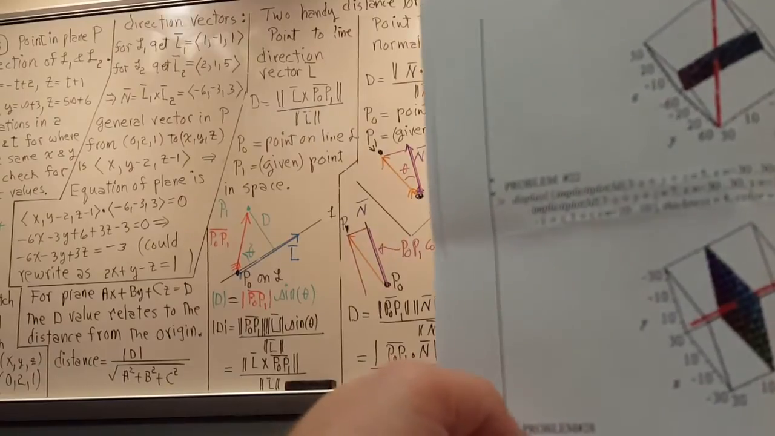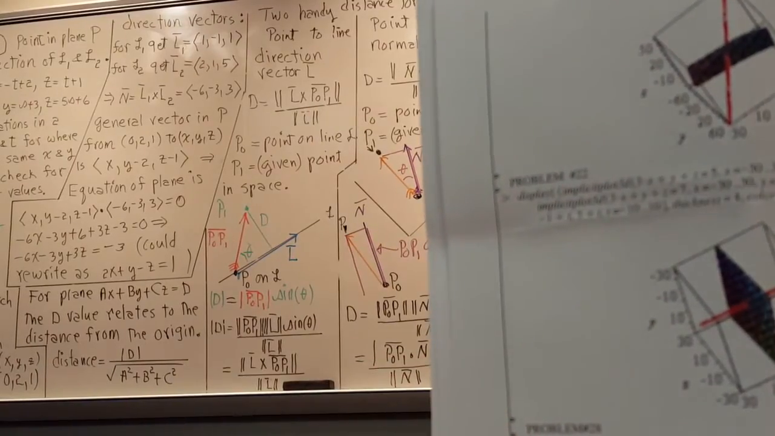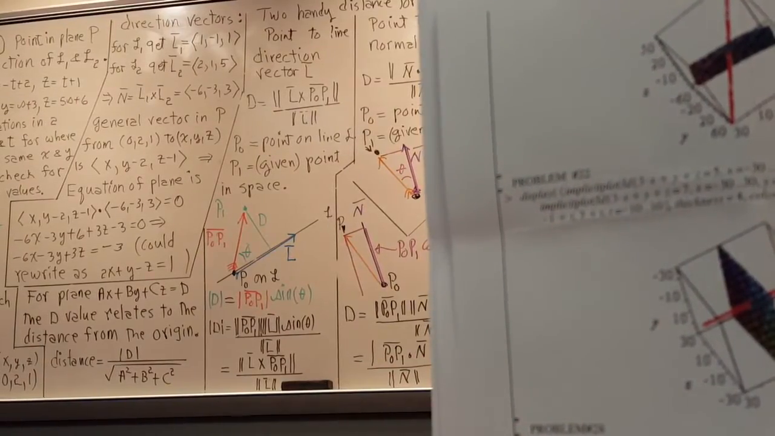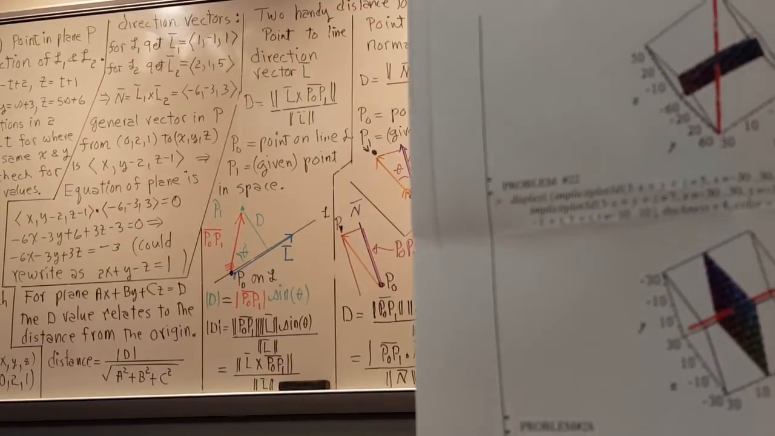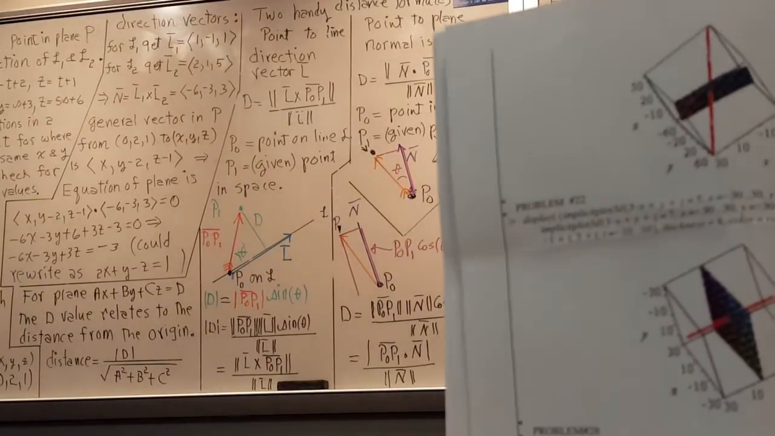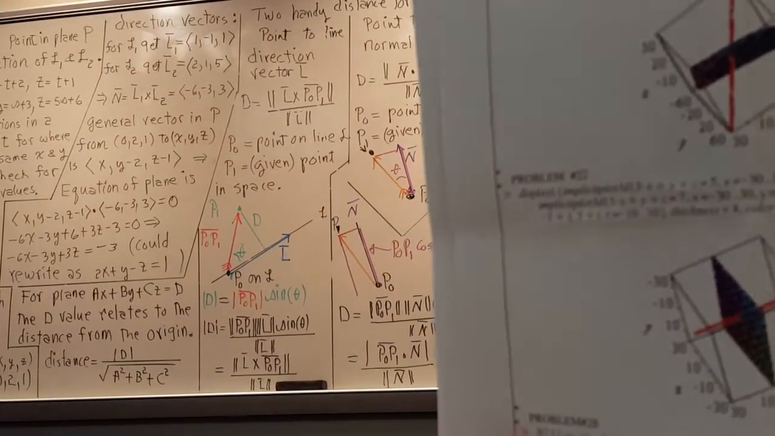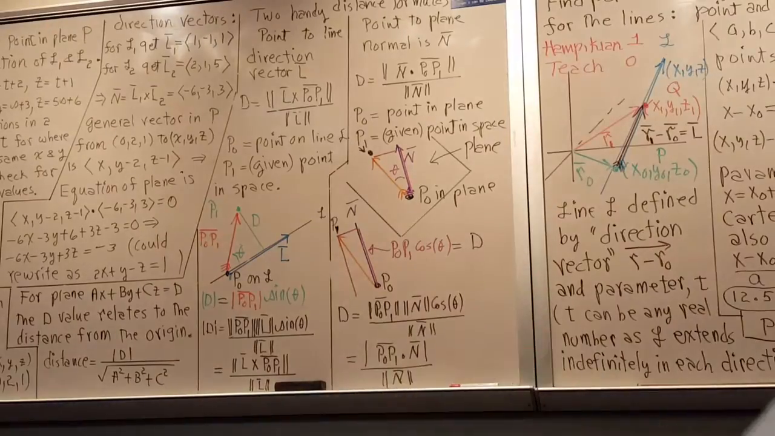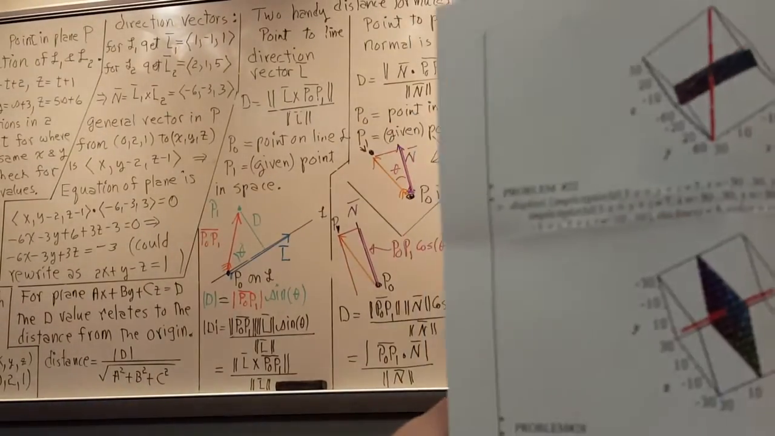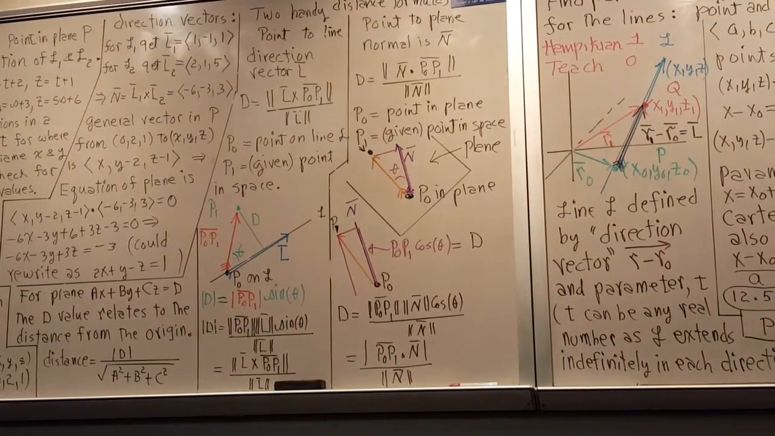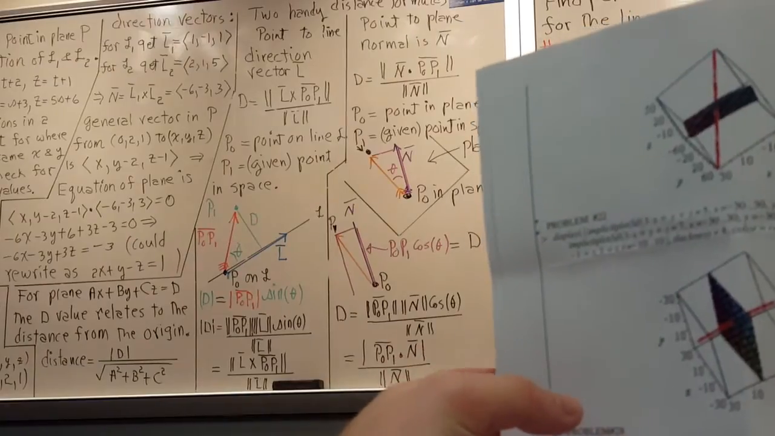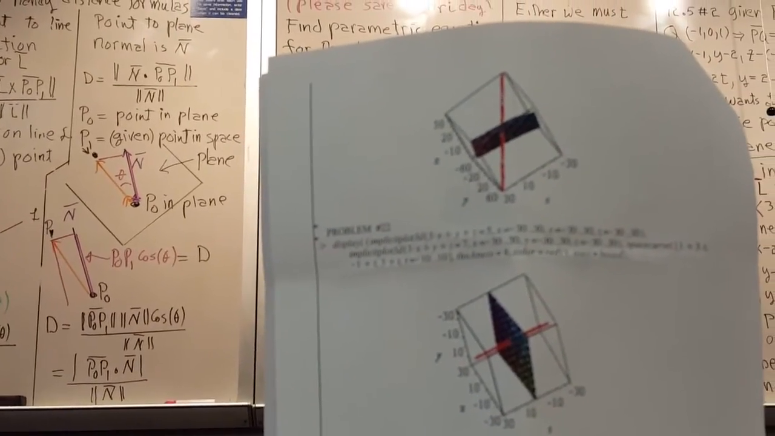On the last, back side of the next to the last page, and then on the last page. On the back side of the next to last page, you see problem 22, and you see again the normal line and the plane, and this with that display, problem 22.